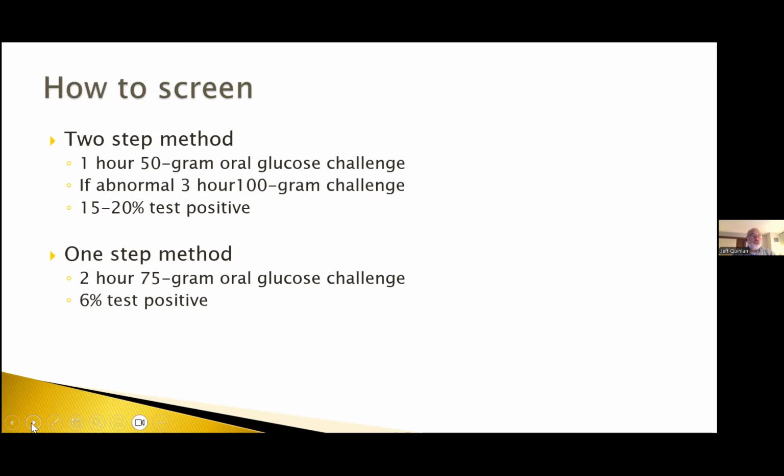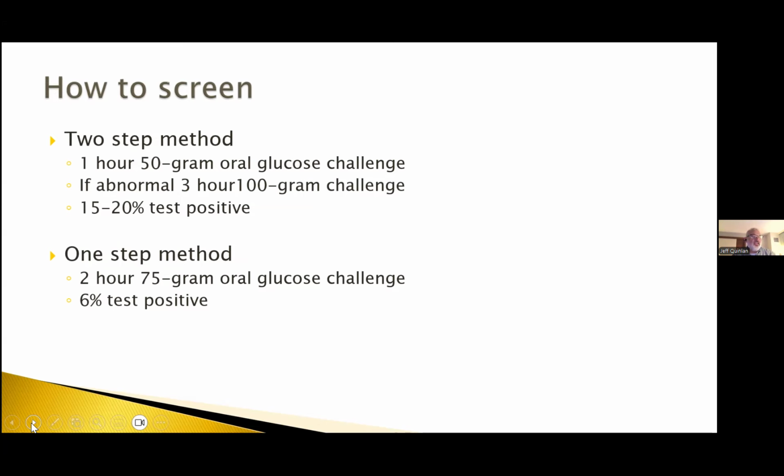There's also a number of ways to screen. I think largely in the United States, we use the two-step method. The two-step method includes doing a 1 hour, 50-gram oral glucose challenge, and then if that's abnormal, following it up with a 3 hour, 100-gram challenge.